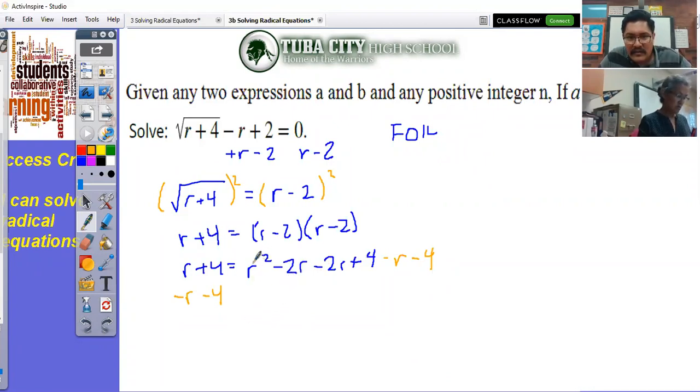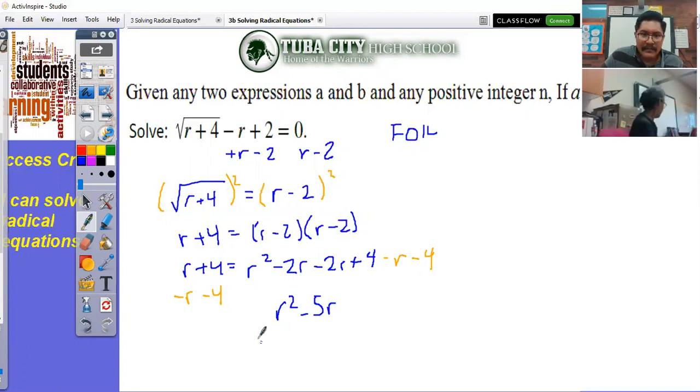So let's go ahead and go down the powers, r squared minus, and then work with the next one. So negative 2, negative 1. So that would be negative 5r. And 4 minus 4. So 4 minus 4 is 0. And I don't really need that 0 in there. The 0 doesn't really add anything. It doesn't really contribute anything. But we still have a square number.